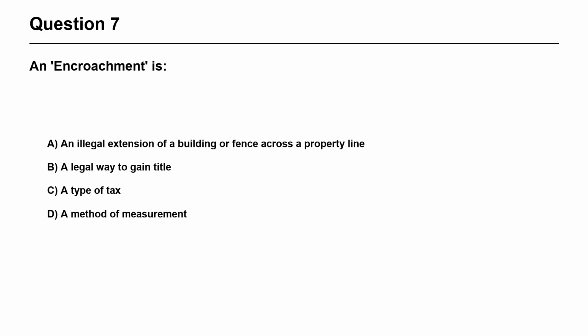Question 7. An encroachment is A, an illegal extension of a building or fence across a property line. B, a legal way to gain title. C, a type of tax. Or D, a method of measurement. The correct answer is A, an illegal extension of a building or fence across a property line. Encroachments are physical intrusions onto another's land.